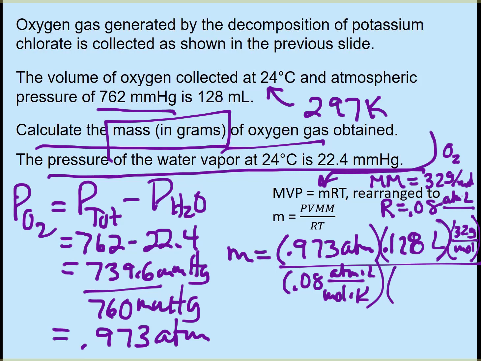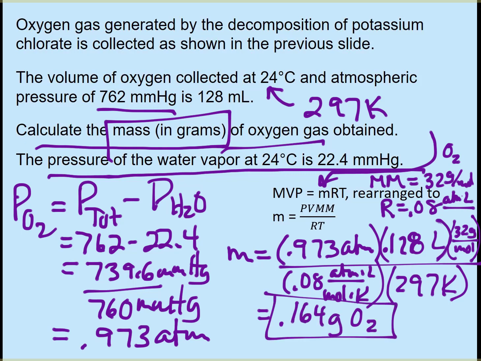And my temperature, we already converted it into Kelvin. And now we can just do the math here. And I end up with 0.164 grams of oxygen as my mass. So again, using Dalton's law of partial pressure, and then using the molar mass, which we looked up from the periodic table, and then using the rearranged ideal gas law with the molar mass, the mass equals MPV over RT formula, and we get how many grams of oxygen.